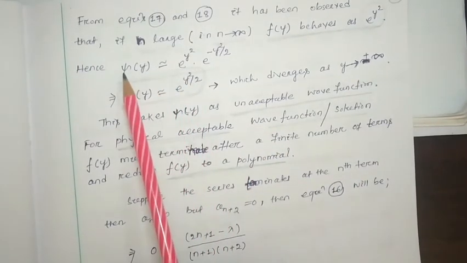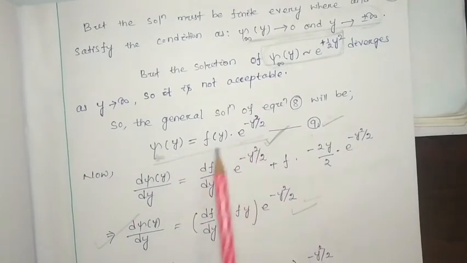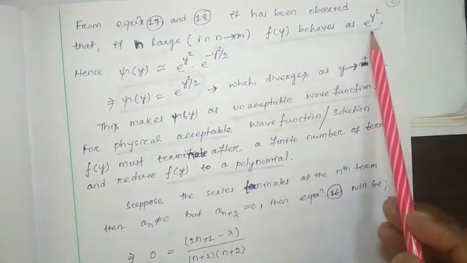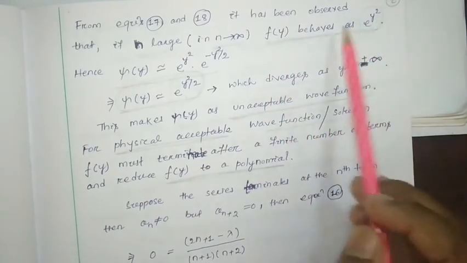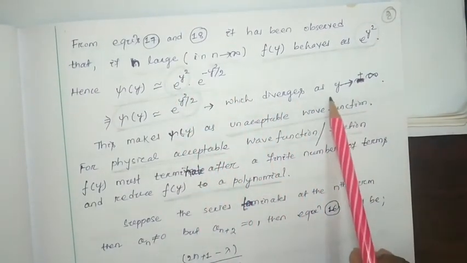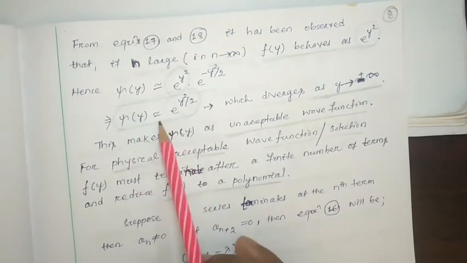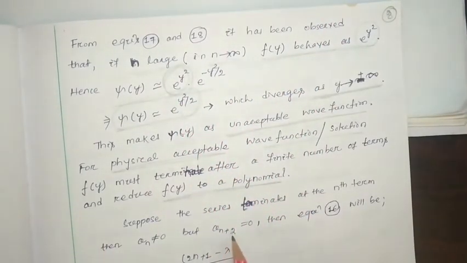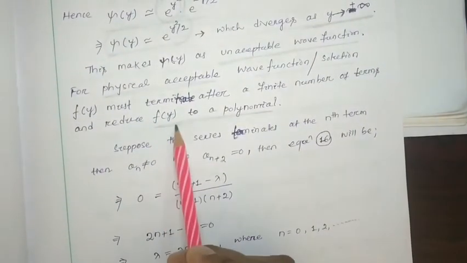See here, psi y was in equation number 9. This is the general form, f(y) into e to the power minus y square by 2, right? So here, if we are considering f(y) equal to e to the y square, then it will be in the form of e to the y square by 2. So here f(y) equal to e to the power y square is creating the problem. If we consider f(y) equal to this much, then it does not satisfy the boundary condition. It diverges, so it could not be acceptable. So for psi y to be acceptable, this f(y) should terminate after some finite number of terms, and reduce f(y) to a polynomial.